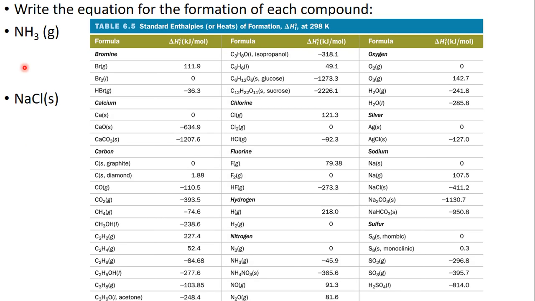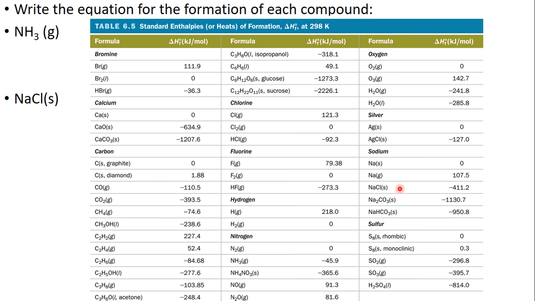So let's try this with NH3. If we look at NH3, it's made out of nitrogen and hydrogen. So standard state of nitrogen is N2 gas with delta H of 0. Standard state of hydrogen is H2 gas with 0. So it's N2 gas plus H2 gas goes to NH3. But we need to balance this. So we need 1/2 N2 plus 3/2 H2 to give us NH3.